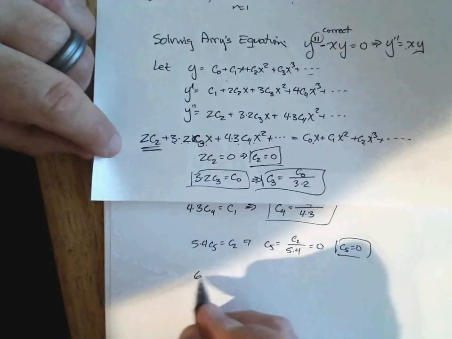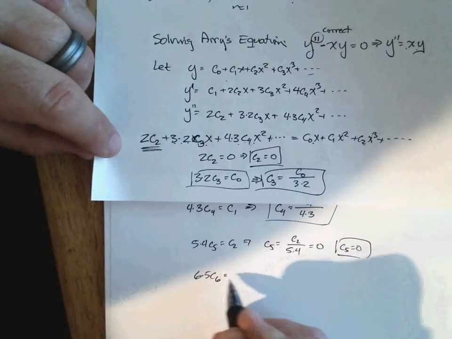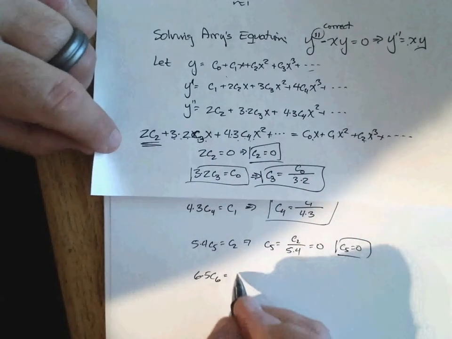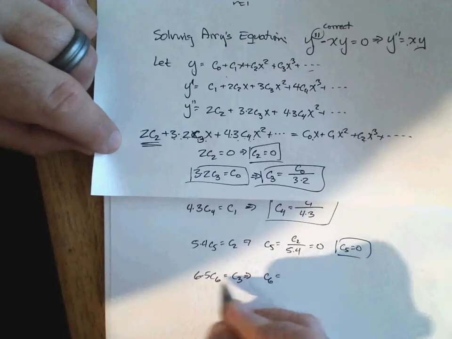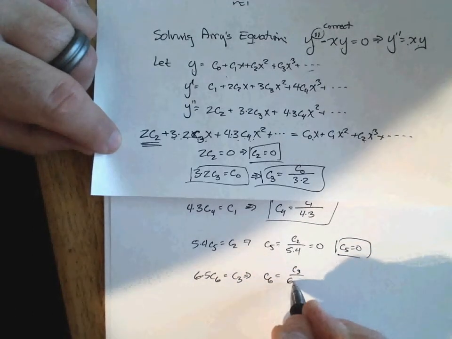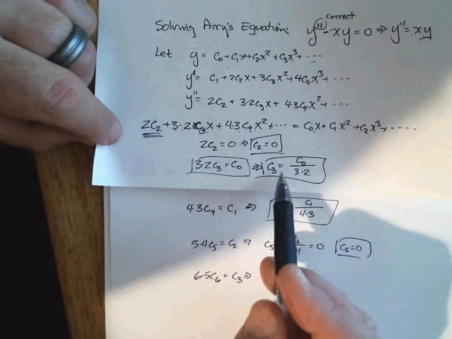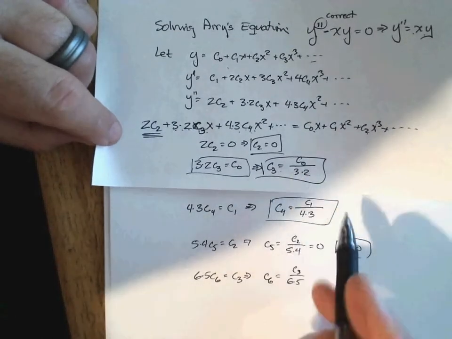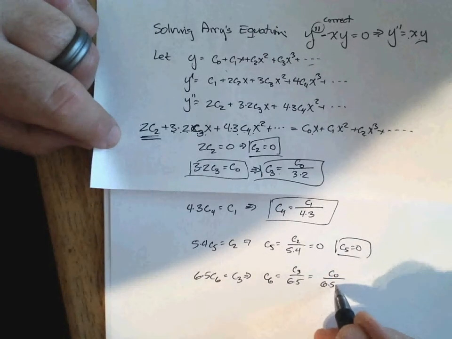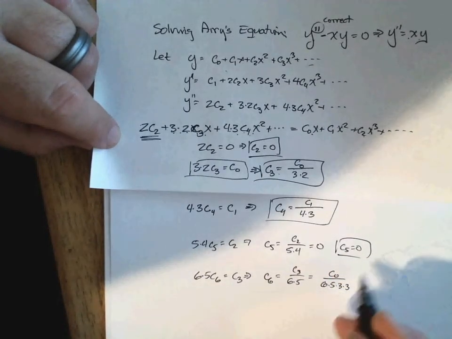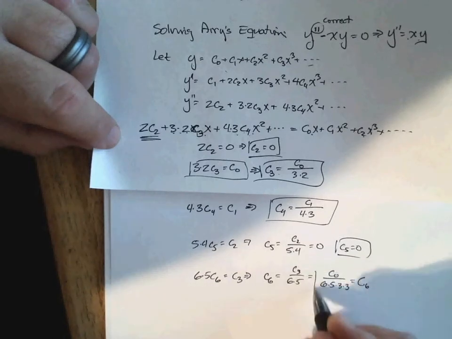What would be the next one? 6 times 5, c6, would be this coefficient of c3. So c6 is c3 divided by 6 times 5, but guess what? c3 is already known to be c0 divided by 3 times 2. So you have to divide by a 6, 5, and a 3, and a 2. And there's your c6.